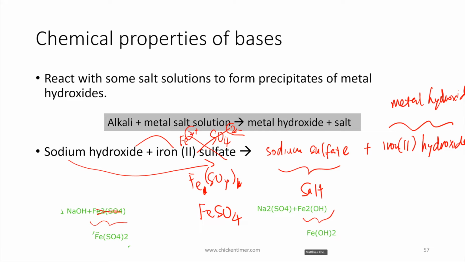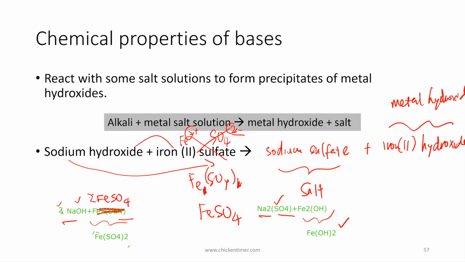So this is FeSO4. Yes, this one is correct. Then you can start balancing. So this formula is correct, so you put a 2 here. SO4, SO4. Then you have 2 here, so this one must have a 2 here.